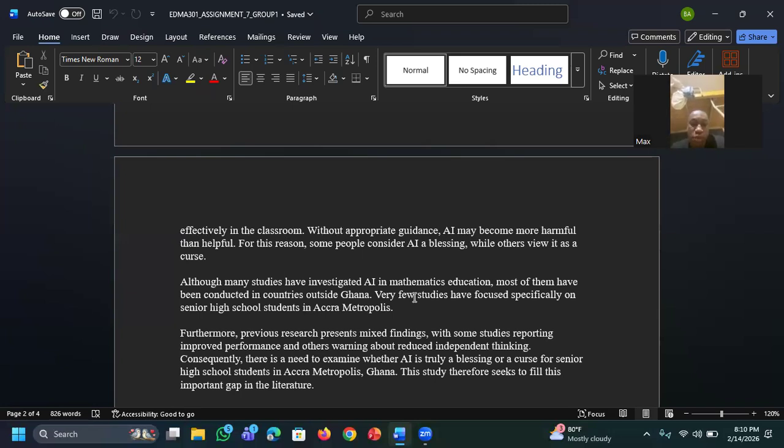Furthermore, previous research presents mixed findings with some studies reporting. Consequently, there is a need to examine whether AI is truly a blessing or a curse for senior high school students in Accra metropolis, Ghana. This study therefore seeks to fill this important gap in the literature.